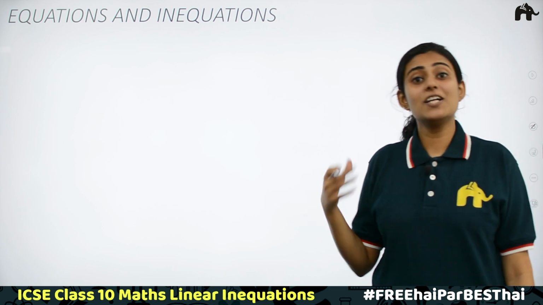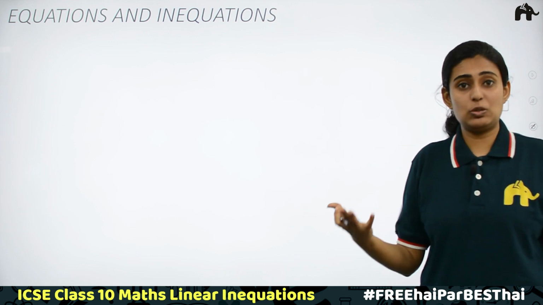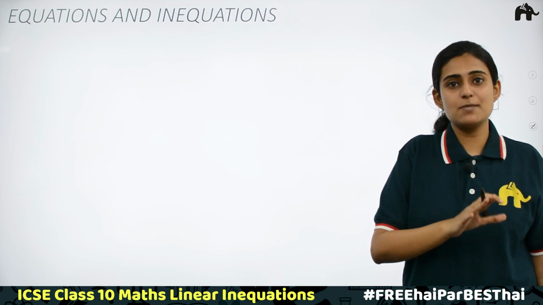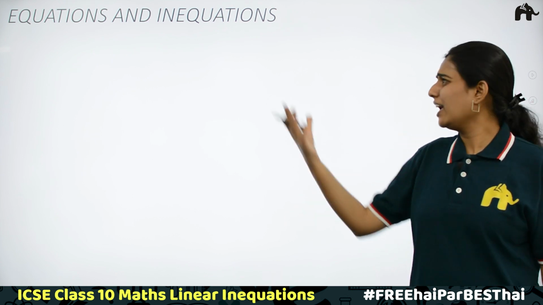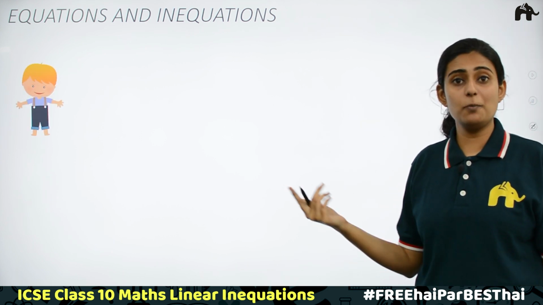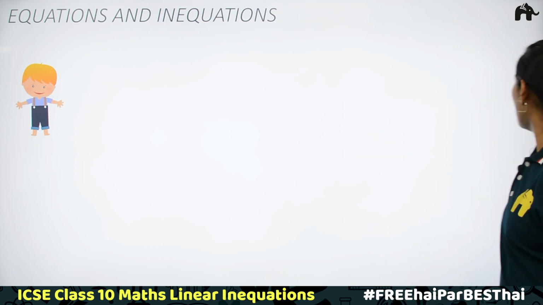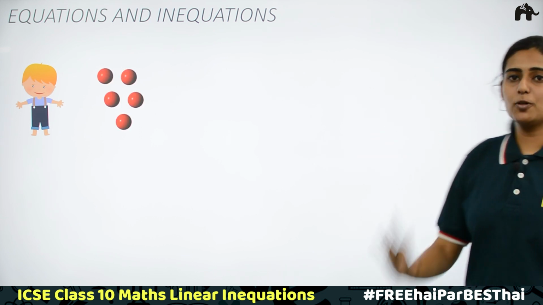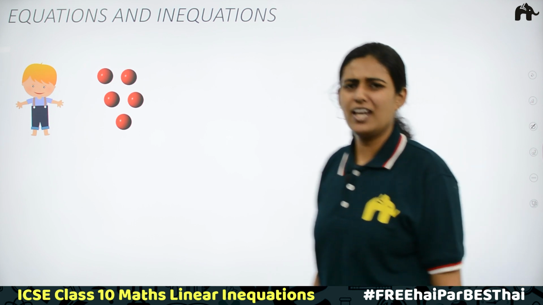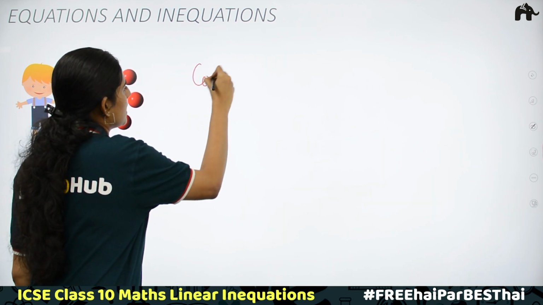Before going on to linear inequation, let's first understand what equation and inequation is. What is the main difference between equation and inequation? Equation. Let's take an example. Here we have a boy. He is going to a shop to buy bowls. He gave the shopkeeper 50 rupees and he got some bowls. Let's say he got 5 bowls for 50 rupees. He doesn't know the cost of one bowl. Let's take the cost of a bowl as X.